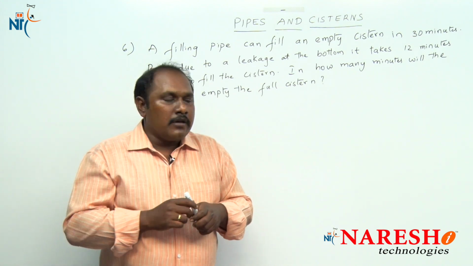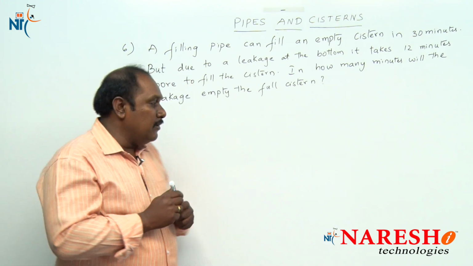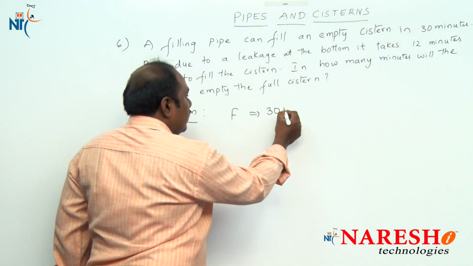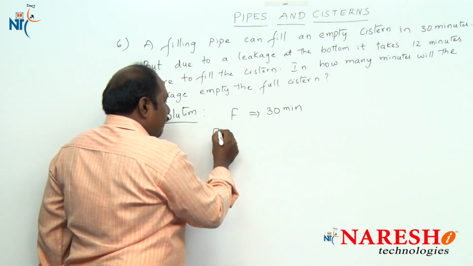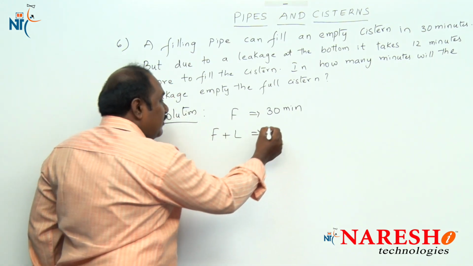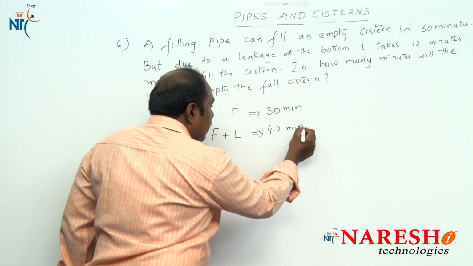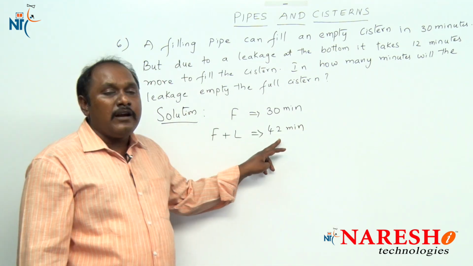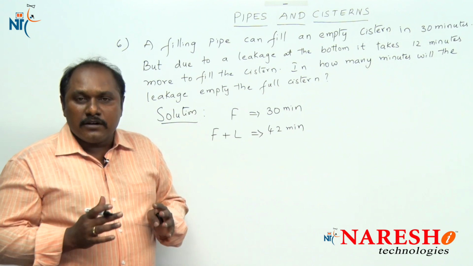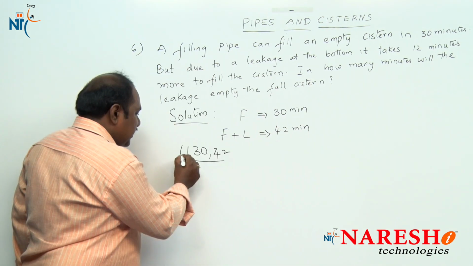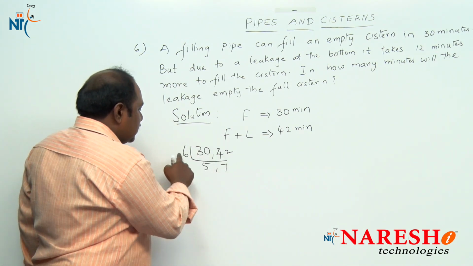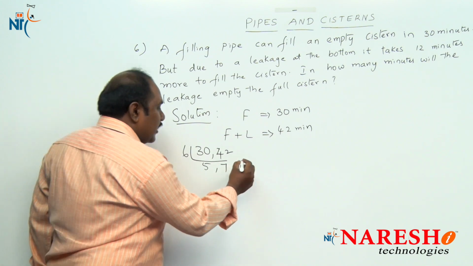Now here, let's first of all analyze the problem once again. Only filling pipe will fill the cistern in 30 minutes. Filling pipe and leakage, that is along with the leakage, the cistern will be filled, but it will be filled in 12 more minutes. That is, it will be filled now in 42 minutes. Now the LCM method: the LCM of 30 and 42, 6 5s, 6 7s. So the LCM of 30 and 42 is 6 into 5 is 30, 30 into 7 is 210.